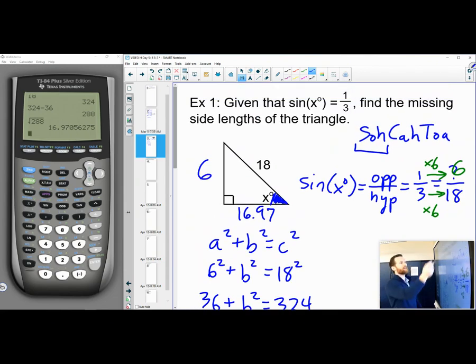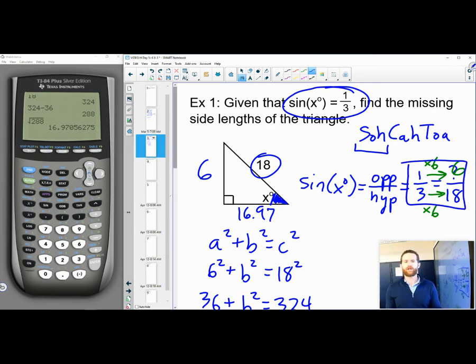So hopefully you see that knowing what this ratio of sine was helped us unlock this triangle. We only had one side, but since we knew a ratio, we could set up a proportion, use that special equation, and get to another side, which then let us use the Pythagorean theorem, a squared plus b squared equals c squared.